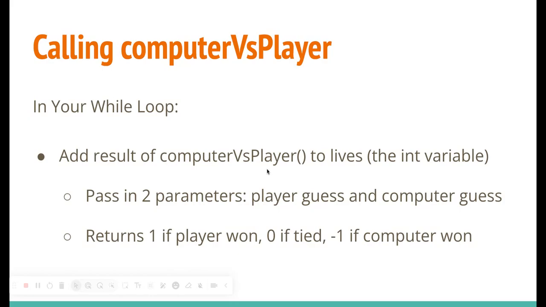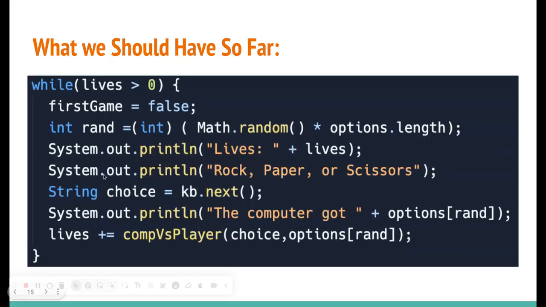Alright, and I'll show you the solution. So all of this is what we've already done. This is the only new line. lives plus equals, or lives equals lives plus computerVersusPlayer, and then you're inputting choice and options of rand. This is the player's choice, and this is the computer's choice.